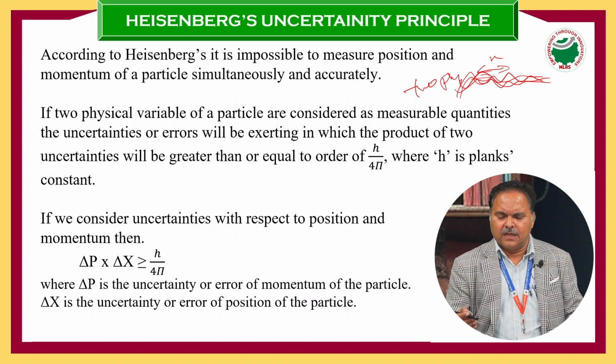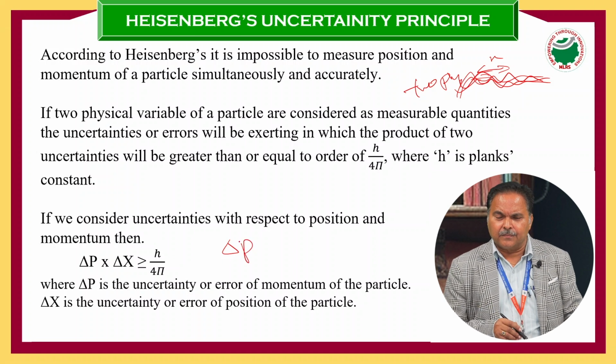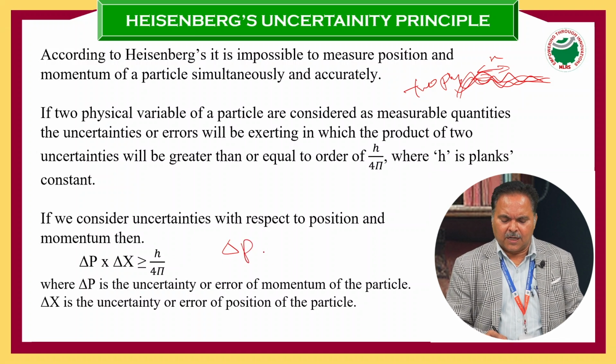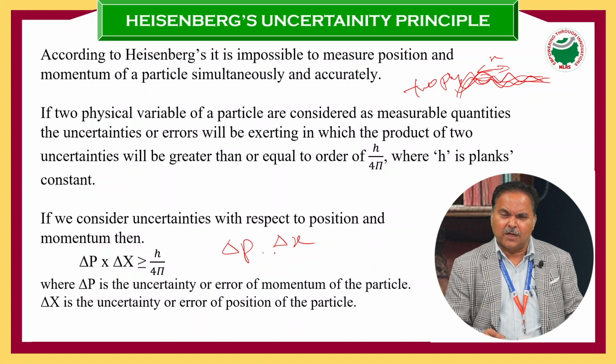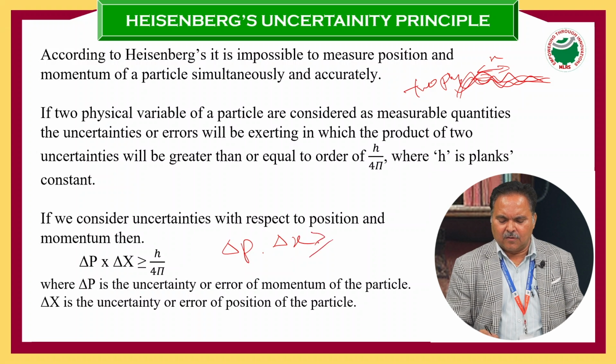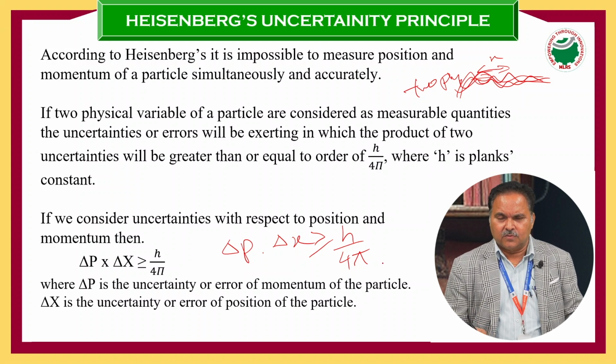For that purpose, they represent one equation for the measured quantities. If you take delta P, the uncertainty in momentum, multiplied by delta x, the uncertainty in position, uncertainty or error will have the same meaning. This value is greater than or equal to h by 4 pi. That h by 4 pi itself is a very, very small value, since h is of the order of 10 to the power of minus 34. So the error is at a very small level.